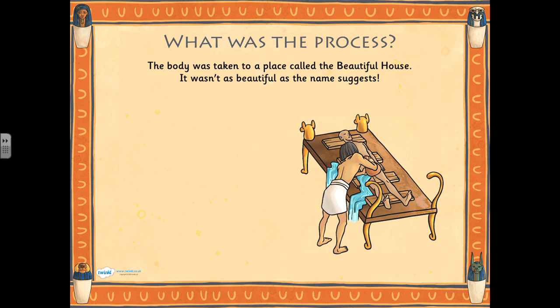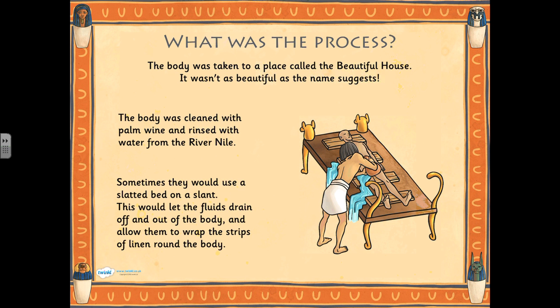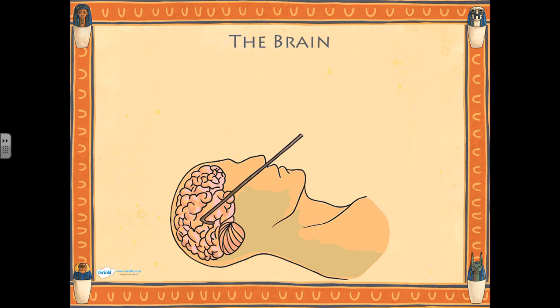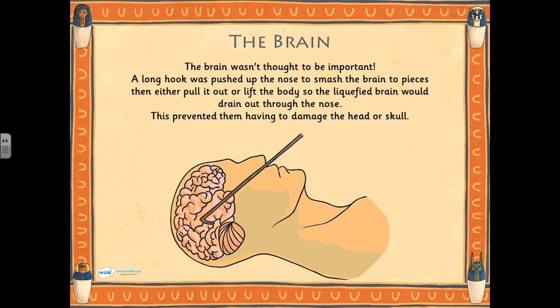The body was taken to a place called the Beautiful House, but it wasn't as beautiful as the name suggests. The body was cleansed with palm wine and rinsed with water from the River Nile, the famous river that flows through the whole length of Egypt. Sometimes they would use a slatted bed on a slant. This would let the fluids drain off and out of the body, and allow them to wrap the strips of linen round the body.